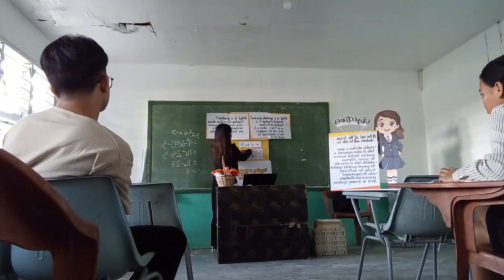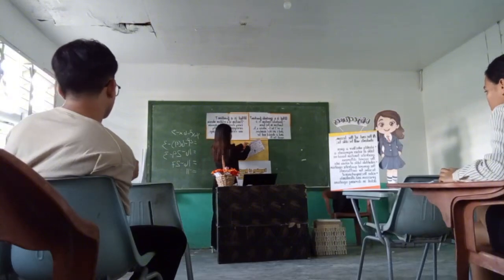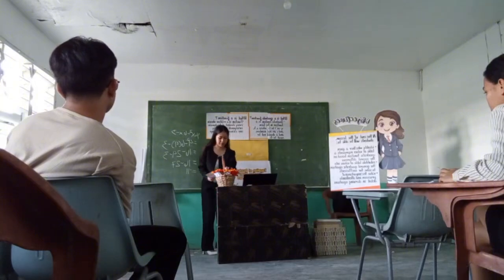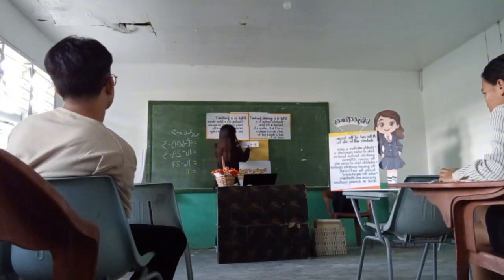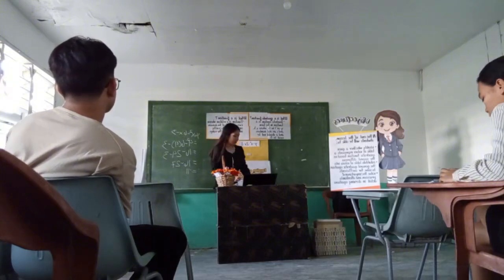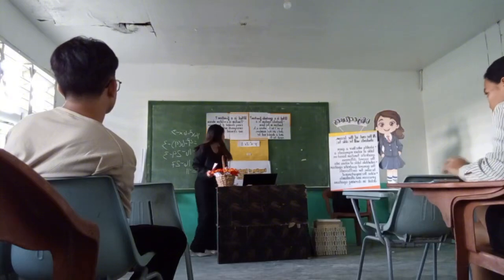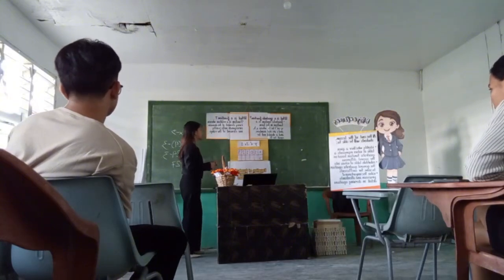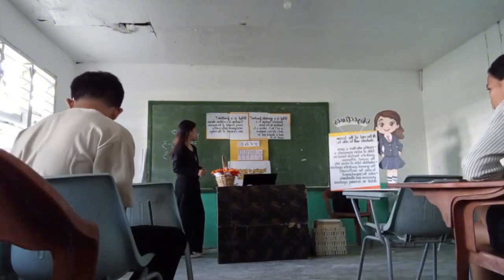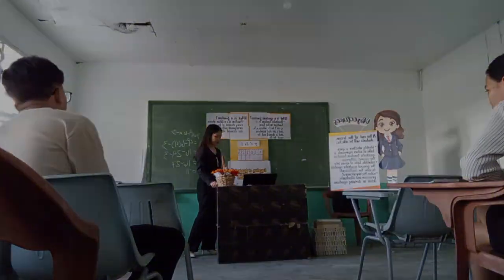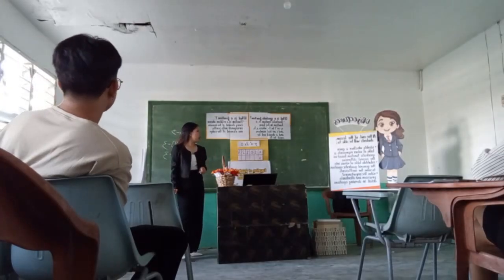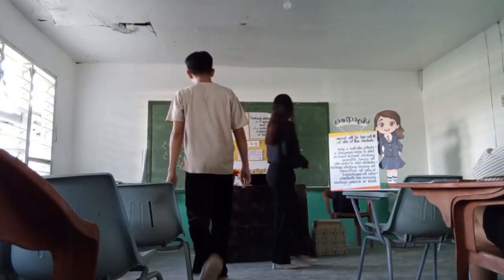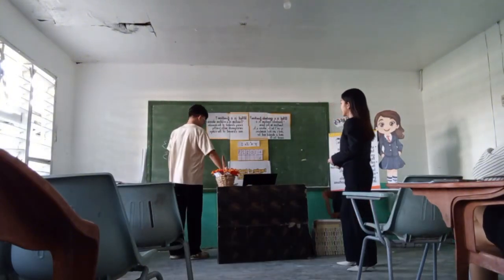And for our next example, we have the equation y equals negative x squared minus 2x minus 1. And for the table of values, we have the values of x which are negative 1, 0, 1, 2, 3. So for the first example, which is x equals negative 1, who wants to solve for the value of y? Yes, Joshua? Please come forward. Ma'am, I will solve it in Word. Yes.